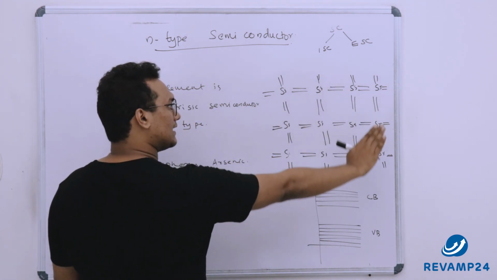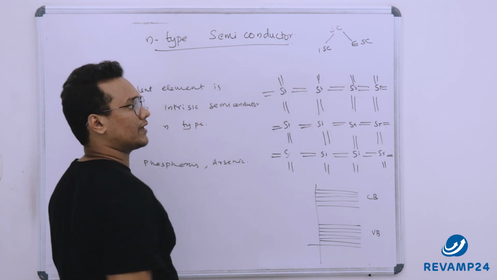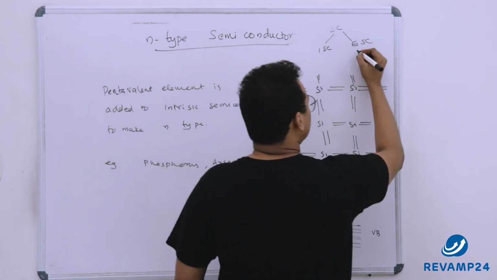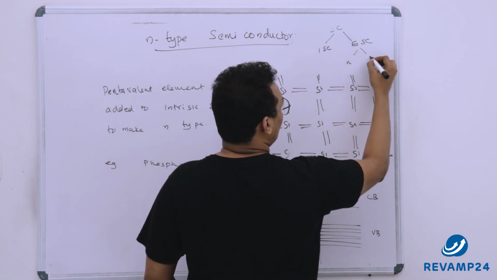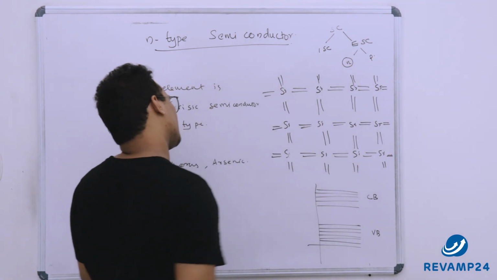So here we have only silicon. When we add an aluminum atom or a phosphorus atom, that is an extrinsic semiconductor. And extrinsic semiconductor has two divisions: one is N-type and another is P-type. Now we are going to learn about N-type semiconductor.